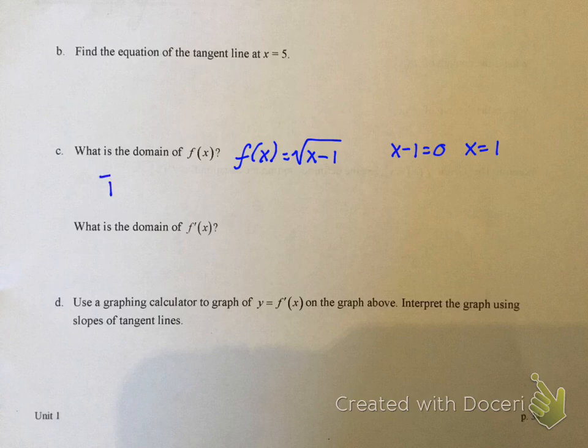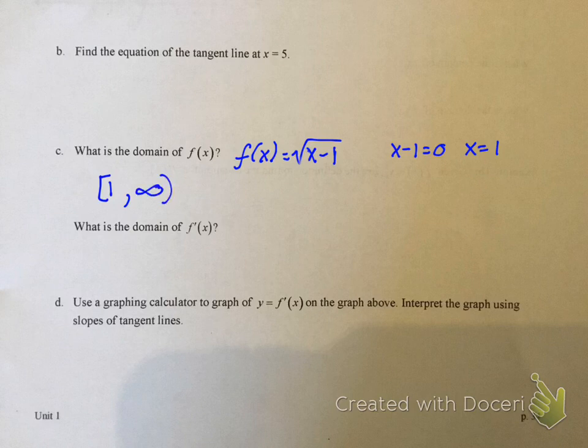So I'm going to start at 1, and then I can plug in any number bigger than 1, and it'll make it a positive underneath the radical. For instance, if I plug in 2, I get 2 minus 1, which is 1. That's okay. If I plug in 500, I get 500 minus 1, which is 499. Square root of 499 gives me a positive value. So I start at 1, and I go to positive infinity.